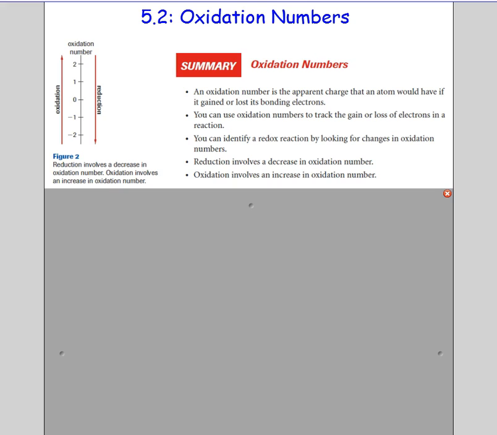And in the simplest way to present oxidation numbers, we can at the outset say that reduction involves a decrease in the oxidation number, and oxidation involves an increase. This is consistent with our previous definitions of oxidation and reduction, where oxidation was loss and reduction was gain. And we may have used Leo the lion says grr, which has a similar meaning to it.